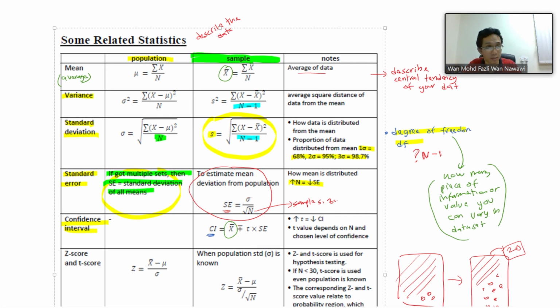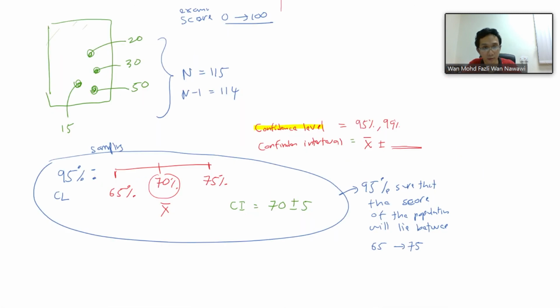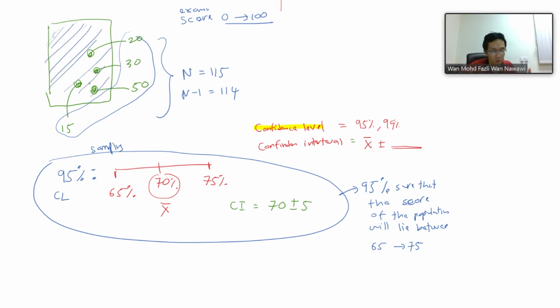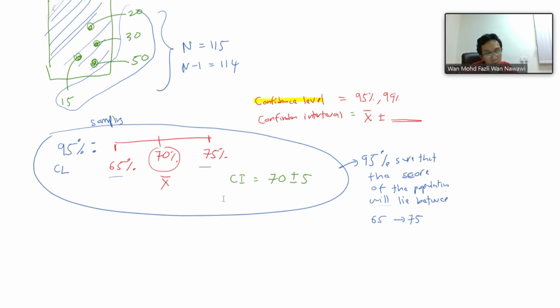Because if you see the sample here, you take 4 samples out of many other possible classes. Maybe you want to project, let's say this is the exam score. You give the same exam to all other students in, let's say, Malaysia. So you are confident that 95% of the time you are sure that the score of the population will lie between 65 and 75. So that's what it means.